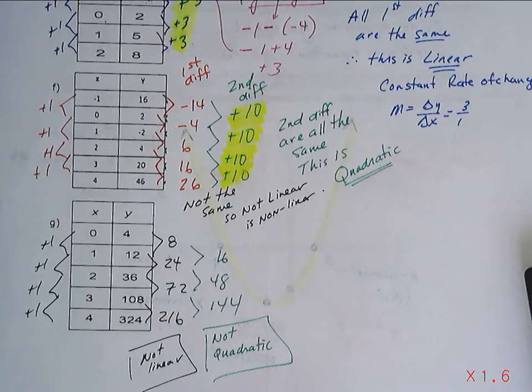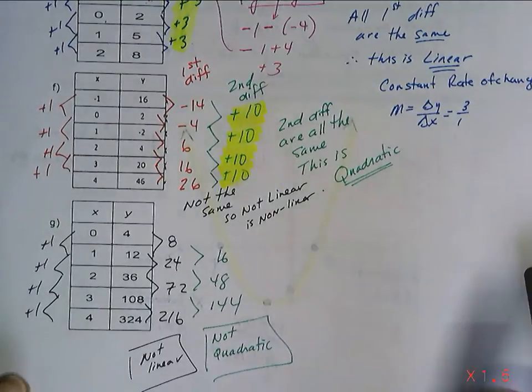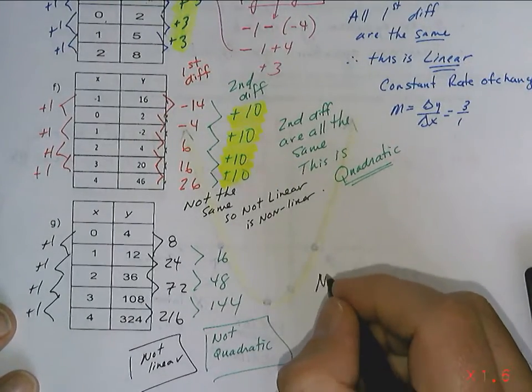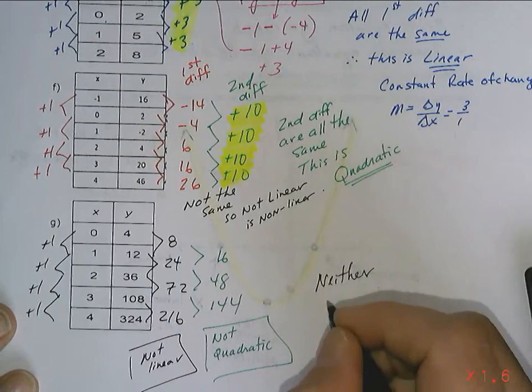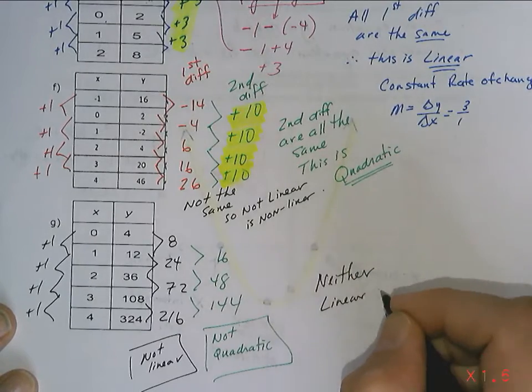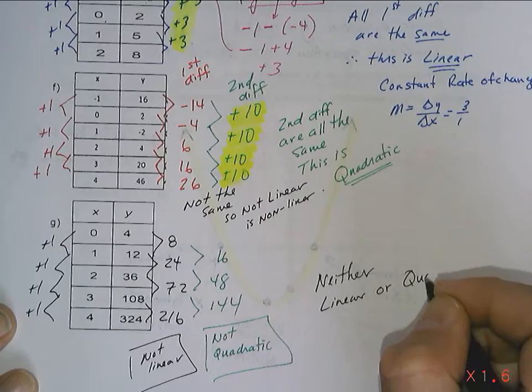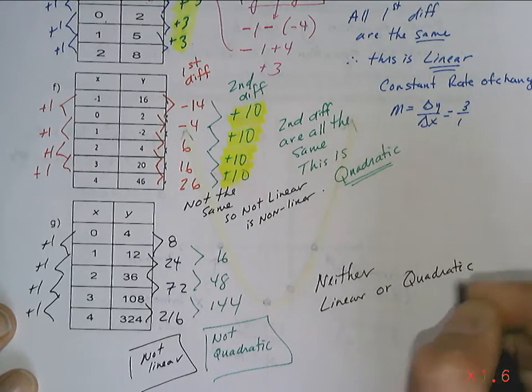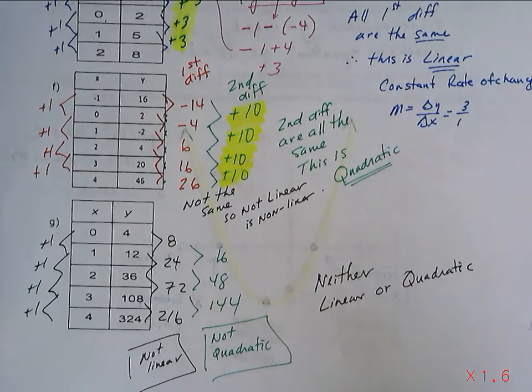And after that, in grade 10, you're not responsible for anything more. If it's not linear and if it's not quadratic, we say that it is neither linear or quadratic. And that's all you're responsible for in grade 10. Now, when I see you in grade 11, we'll have some more things to do. But right now, that's good enough. We'll pause the video there and we'll be right back.